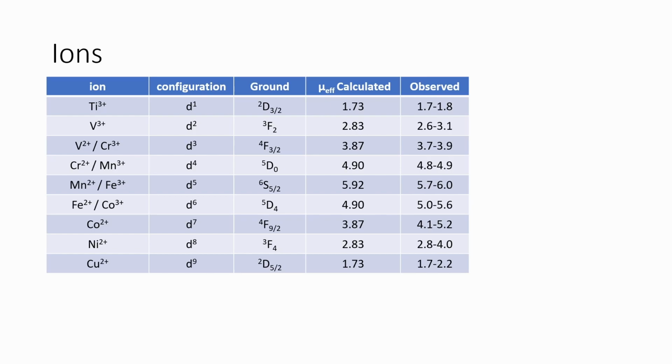As we see here, that trend continues down for the most part, where the calculated value usually sits quite nicely within the observed value. Manganese 2+ or iron 3+ have the greatest magnetic moment, as can be seen in this table.